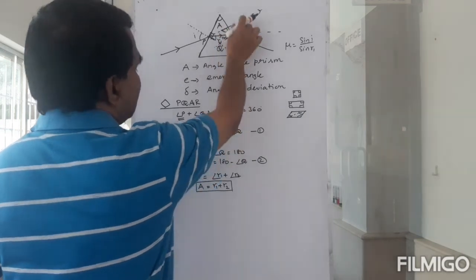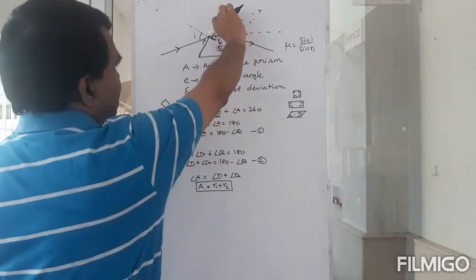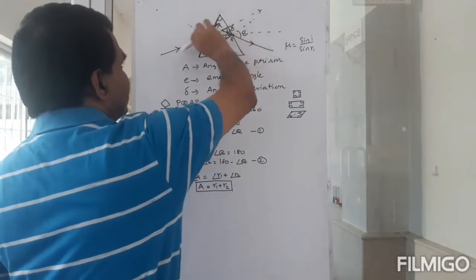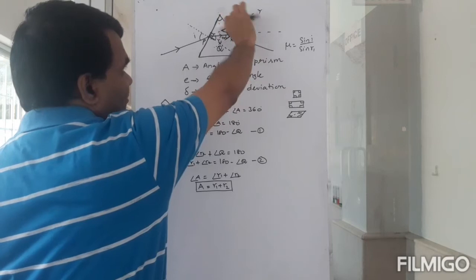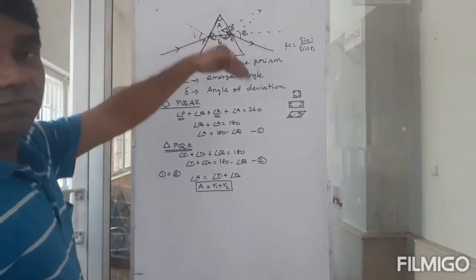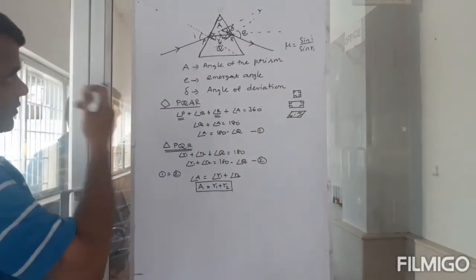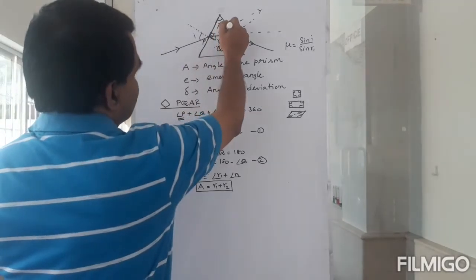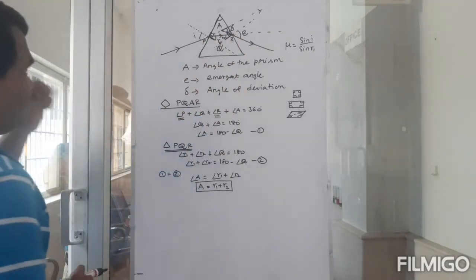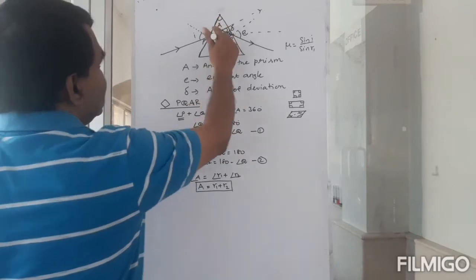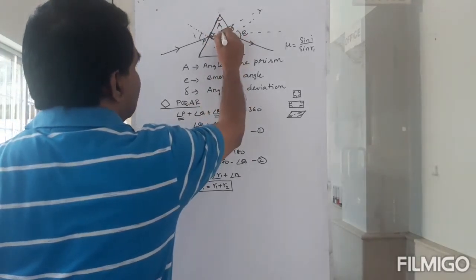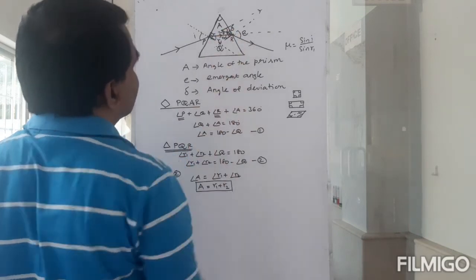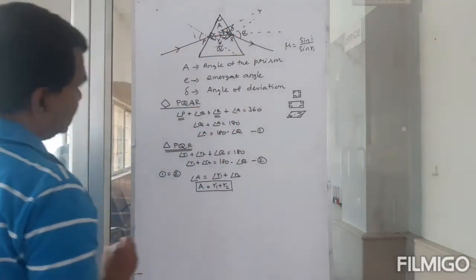Okay, that's the angle of deviation. That is the angle between the incident ray and the emergent ray. Let's see what happens to this delta. So what is this delta? This is a straight line, and I'll call this angle theta.